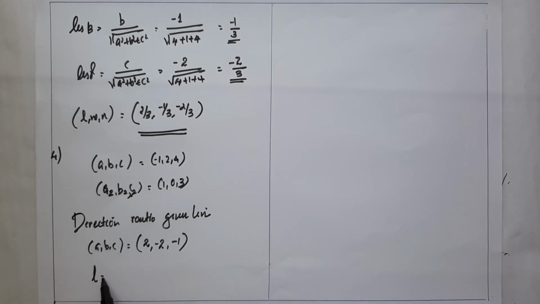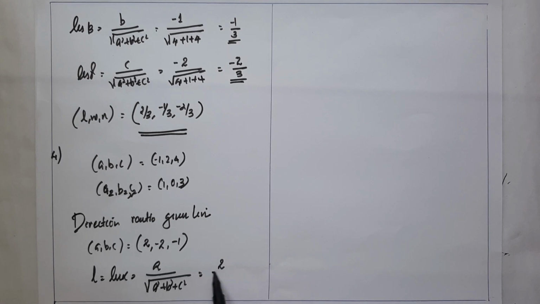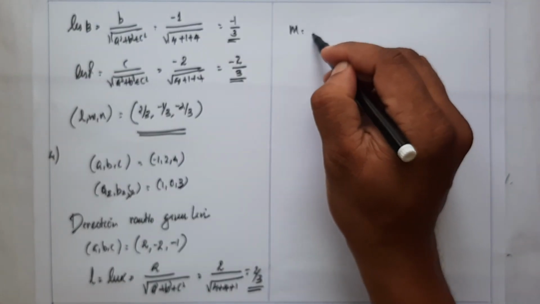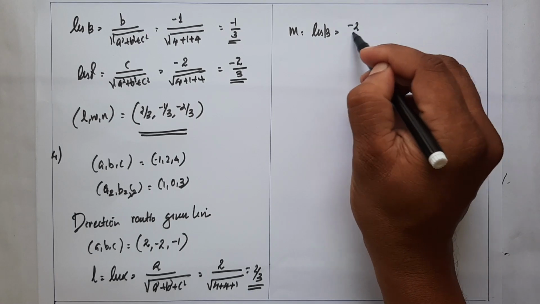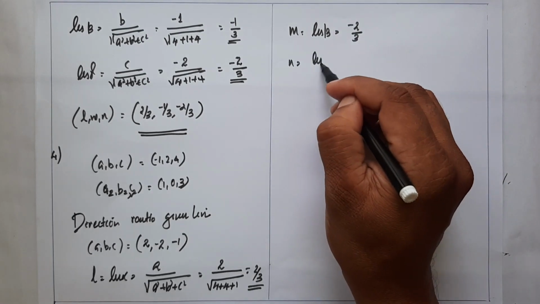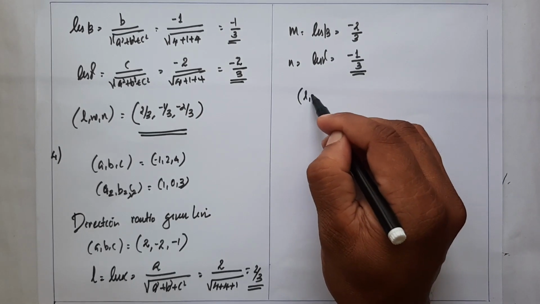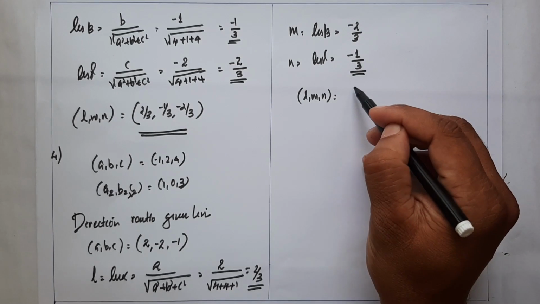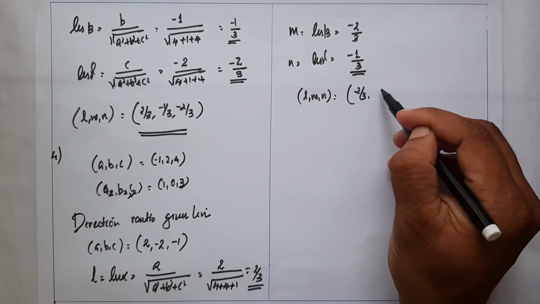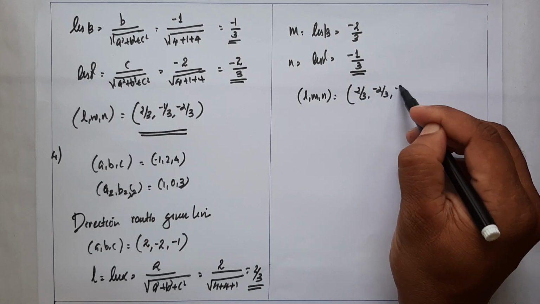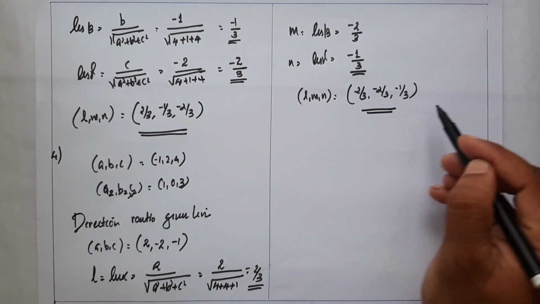And therefore direction cosine l, or cos alpha, using the formula a by square root of a square plus b square plus c square, we get 2 divided by root of 4 plus 4 plus 1, which is 2 by 3. Similarly, m equals cos beta equals minus 2 by 3. n equals cos gamma equals minus 1 by 3. Therefore the direction cosines l, m, n are 2 by 3, minus 2 by 3, minus 1 by 3, which is the required answer.